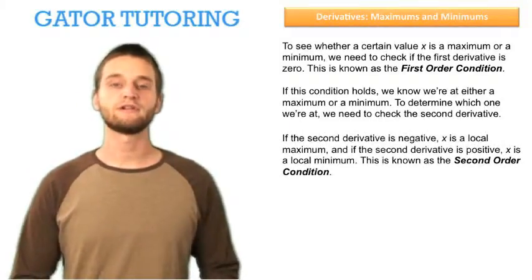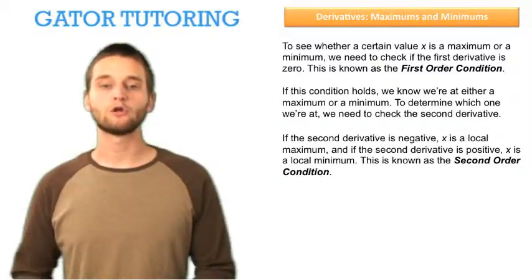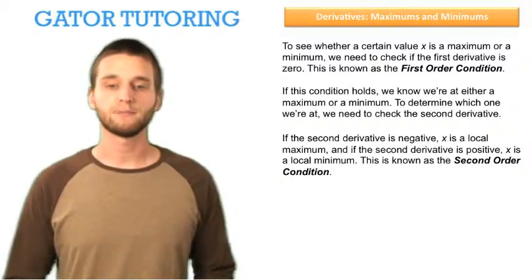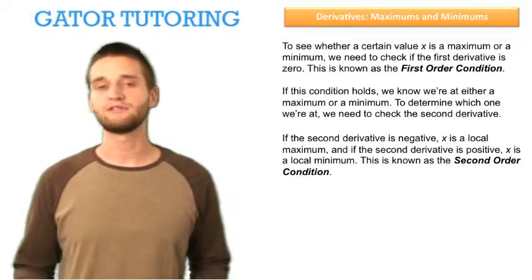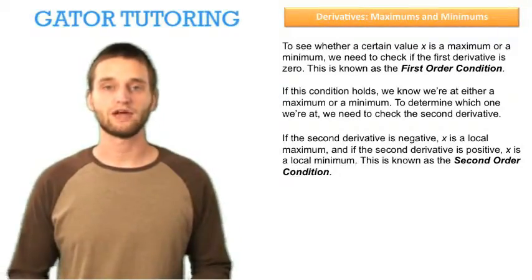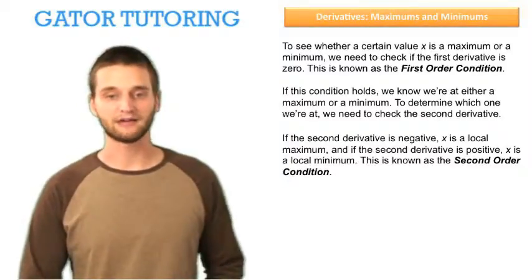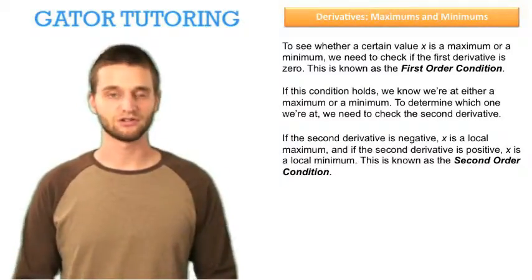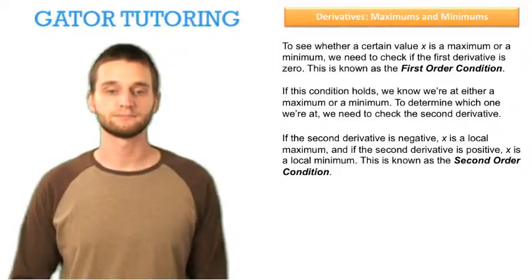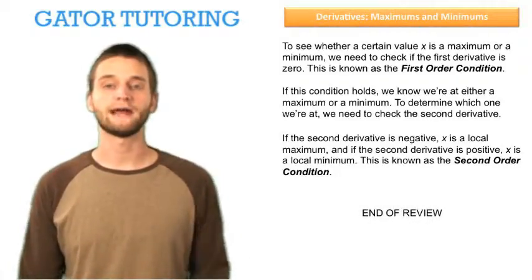If the second derivative is negative, x is a local maximum. And if the second derivative is positive, x is a local minimum. This is just something you have to memorize. You have to check the second derivative to identify whether or not you're at a minimum or a maximum. And this is known as the second order condition because you're checking the second derivative. And that's the end of the review on maximums and minimums.